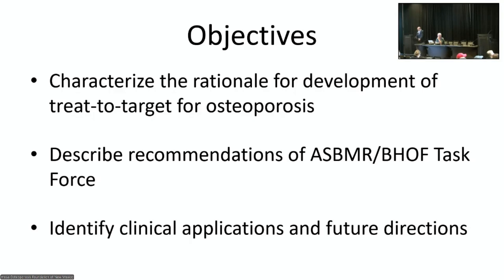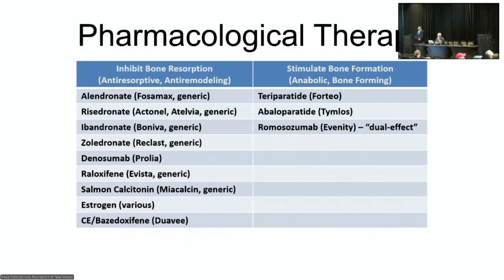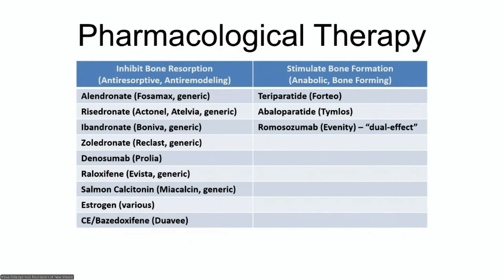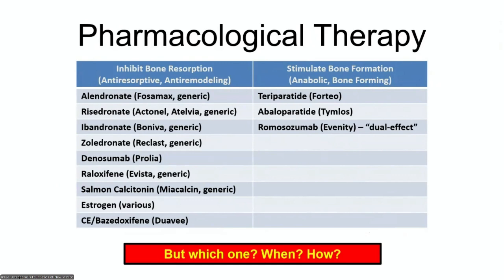And the reason that we do this is that there's a lot of different choices for osteoporosis medications. They're divided into these two categories that you're very familiar with, those that primarily inhibit bone resorption, those that stimulate bone formation. But there's a big challenge on which one to use, when to use it, how to use it, when to change, what sequence of drugs is best. So what seems like a simple decision on the surface turns out to be fairly complicated.